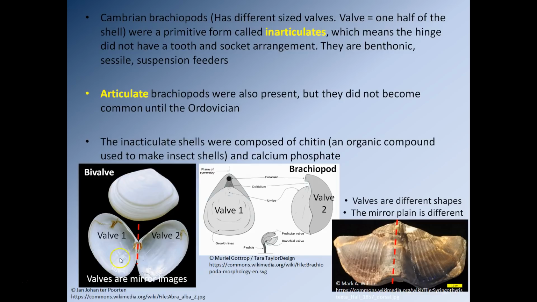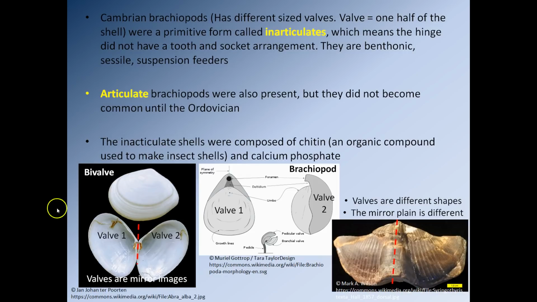So these early brachiopods, these inarticulate brachiopods, did not have what we refer to as a tooth and socket arrangement. So think of your hip. Your hip bone, your femur, has a ball at the end that locks into essentially a depression in your pelvis. So that's essentially a tooth and socket arrangement. Both bones lock into each other.